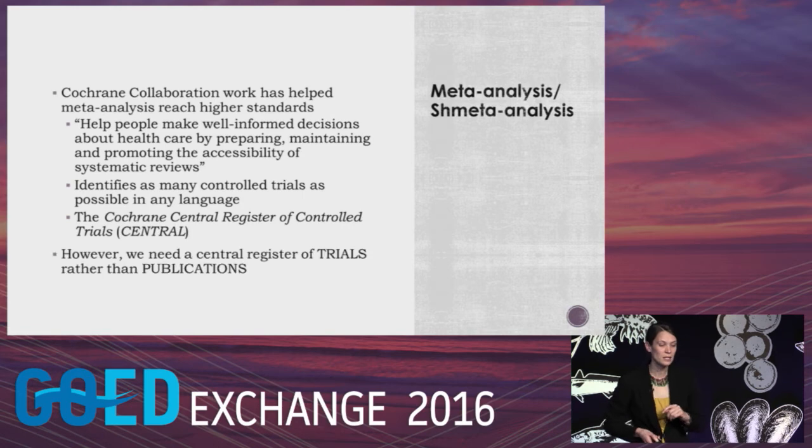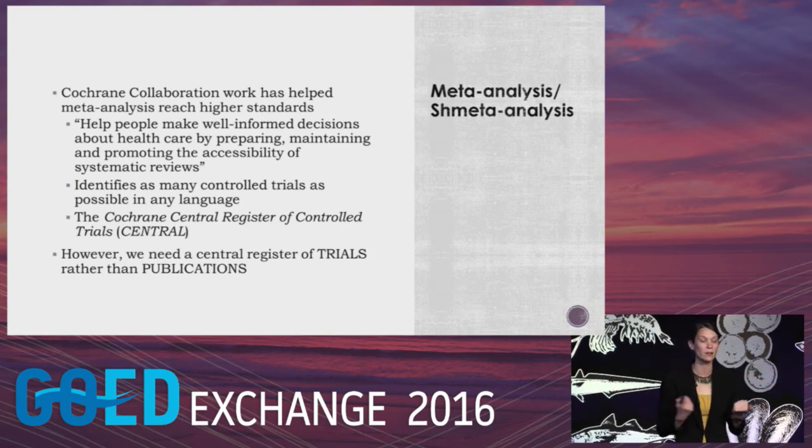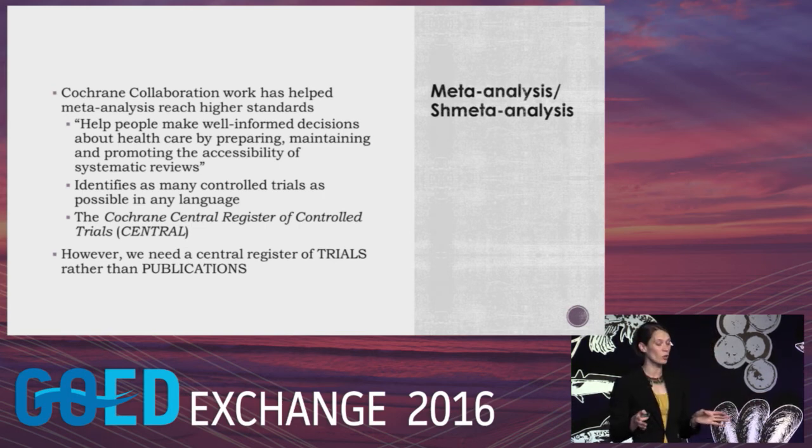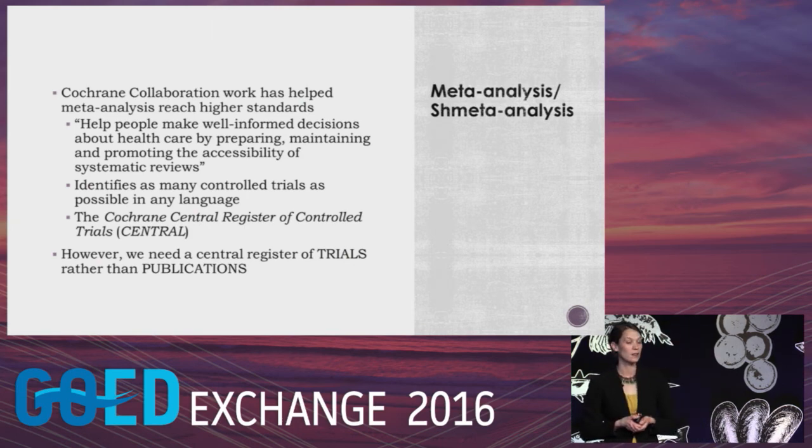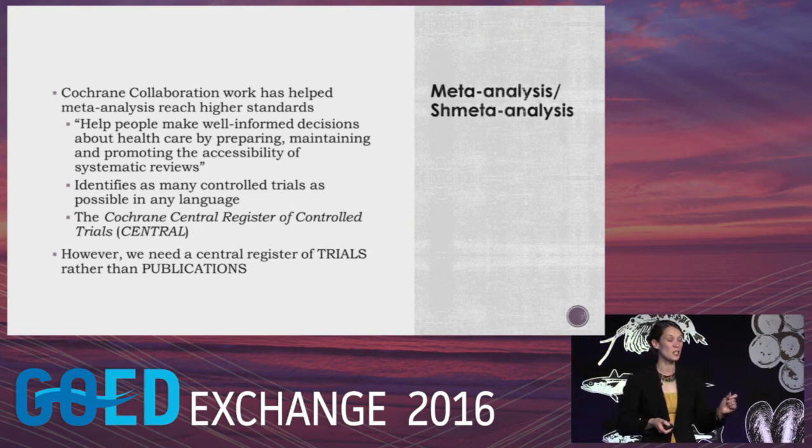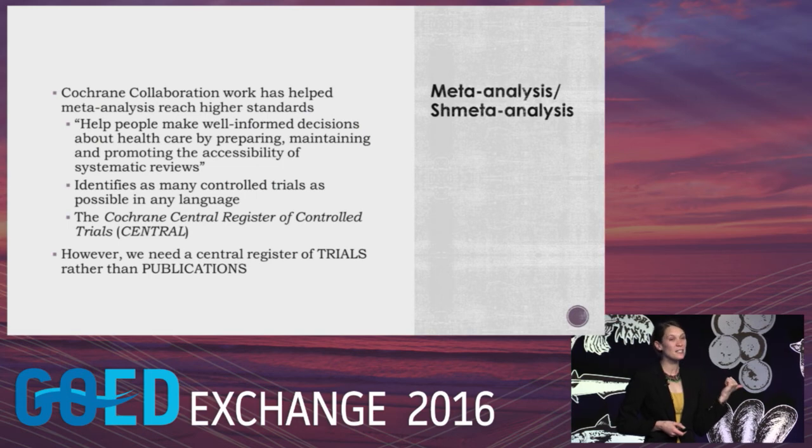But there are things that are there to help us, like the Cochrane collaboration. They have been identifying as many control trials as possible in any language. Language bias is a huge issue when you're doing systematic reviews. And they've got these all listed in the central register called Central. Any meta-analysis that's being done should be using this database. Okay, every single meta-analysis should be using this database. But still, this is imperfect because we know there's publication bias.